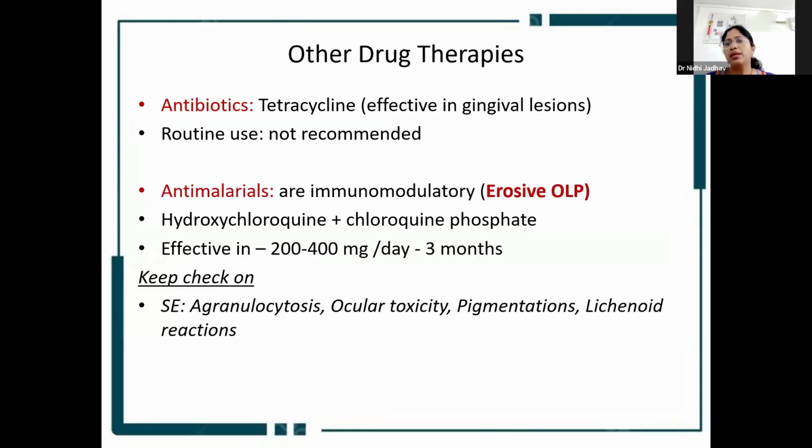Other drug therapies, there is mention also about the use of tetracycline, which has been found to be more effective in the gingival lesions, that is the desquamative gingivitis, but its routine use is not recommended basically because of the teratogenic effect that it can cause. There has been literature about antimalarials being used, and they are more commonly used for erosive oral lichen planus, a combination of hydroxychloroquine with chloroquine phosphate, but when they are used we have to keep a check on the side effects, especially the ocular toxicity that it can cause, the pigmentation, the lichenoid reactions.